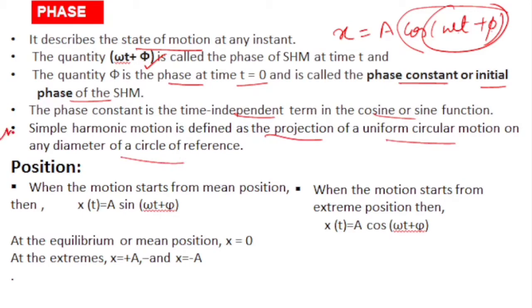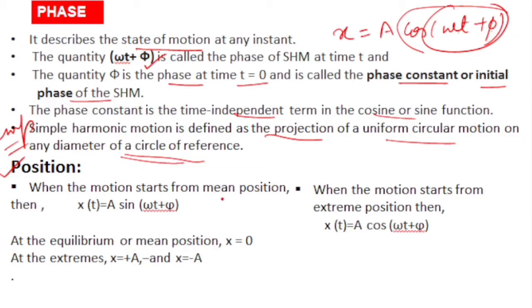This point is very, very important. You must remember this point. Simple harmonic motion is the projection of a uniform circular motion on any diameter of a circle of reference. Hope it's clear to all of you. Now, to represent simple harmonic motion, you have to use position, or you can say displacement.